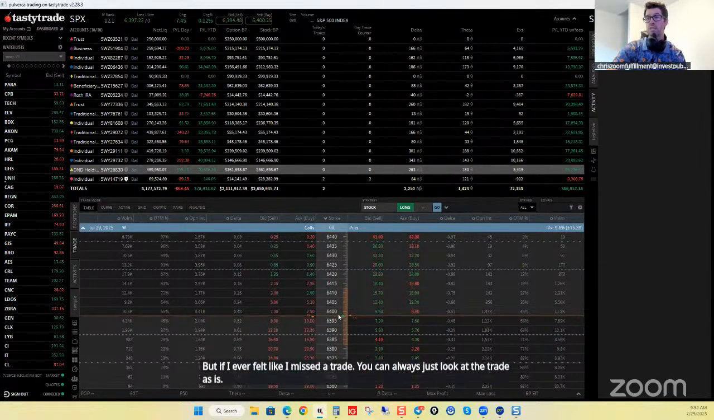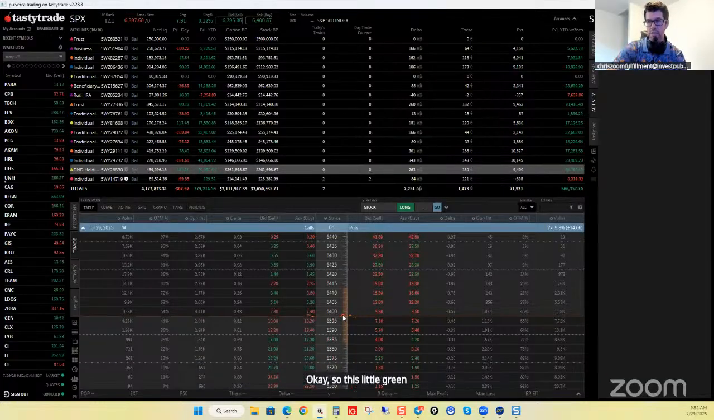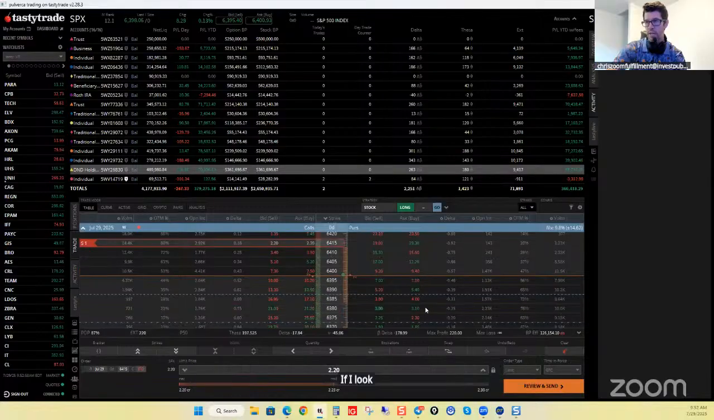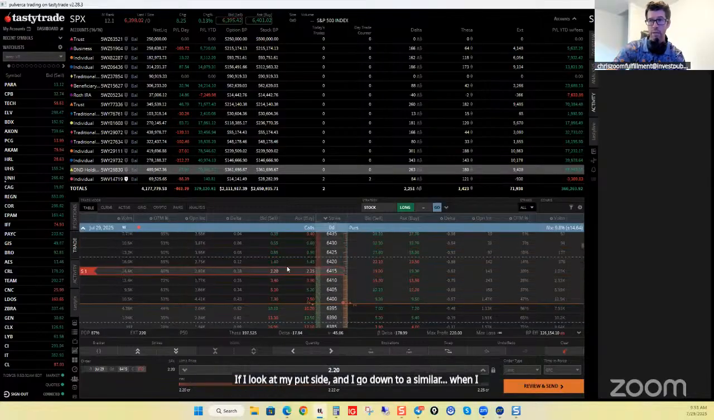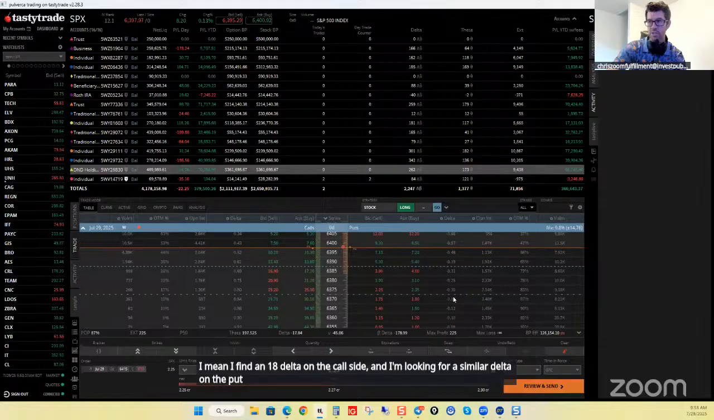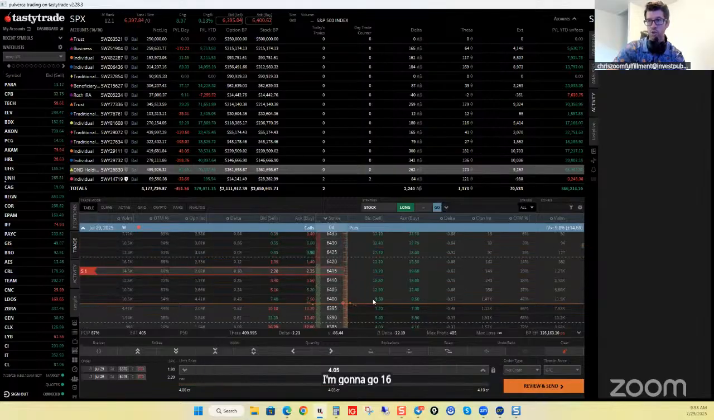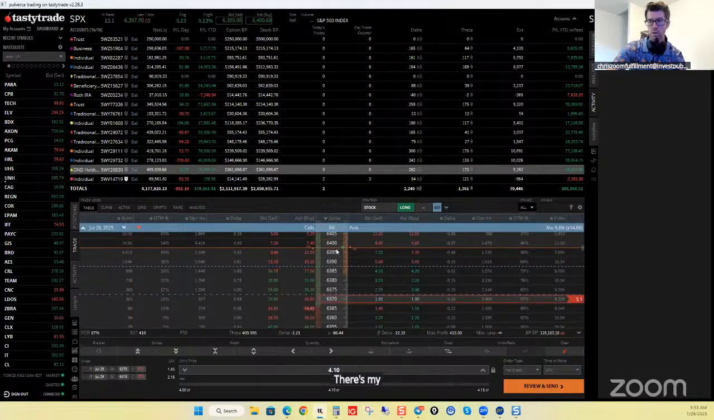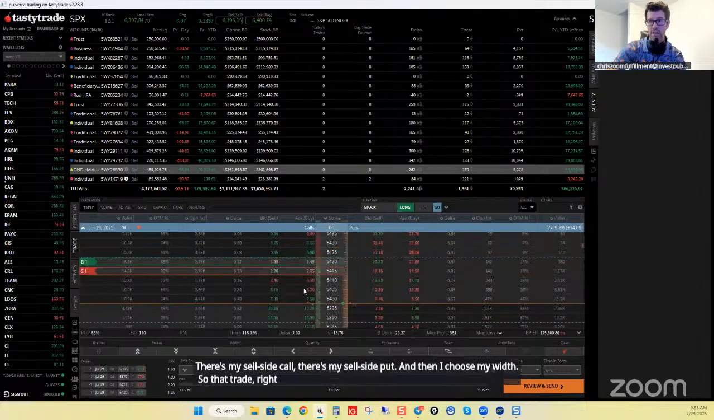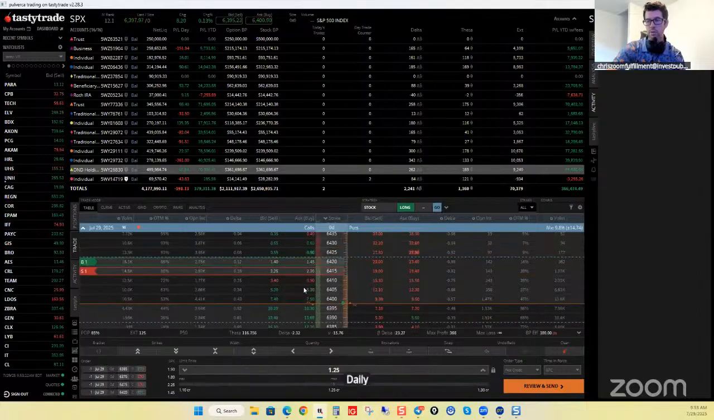We're right now centered around 63.97. That's where price is at right now. This little green dot on my screen is where price is at. I can look at how my option chain has adjusted. Right now, 64.15 is my 18 delta sell call. If I look at my put side, when I say delta neutral, I mean I find an 18 delta on the call side and I'm looking for a similar delta on the put side. I have a 20 or a 16. I'm going to go 16. So there's my sell side call, there's my sell side put, and then I choose my width. That trade right there is a valid daily profit play iron condor.